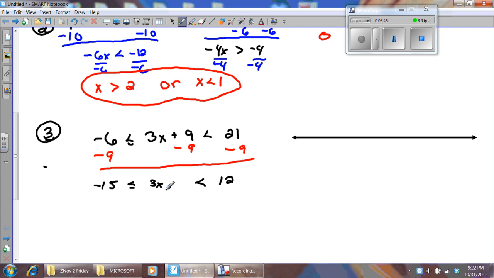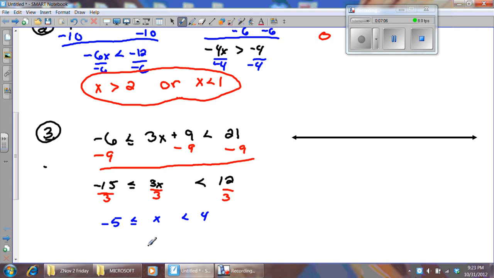Now the x is still not alone. I need to divide by 3, but when I do that, I have to do it on all three sides. So I end up with the inequality of negative 5 less than or equal to x, which is less than 4.